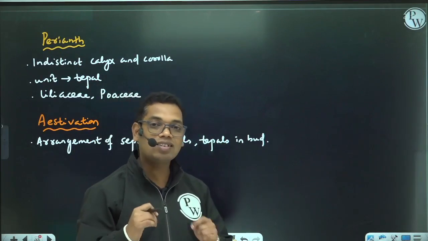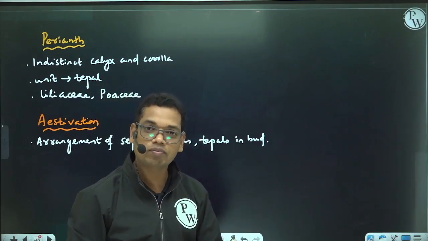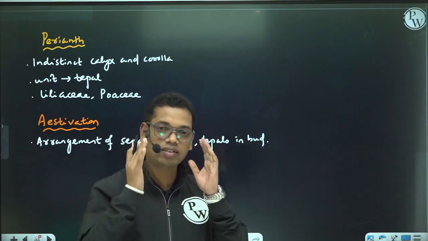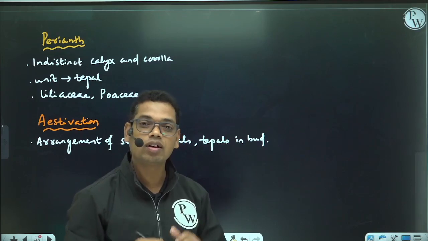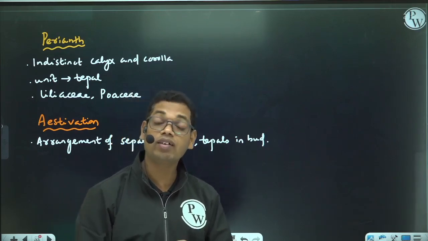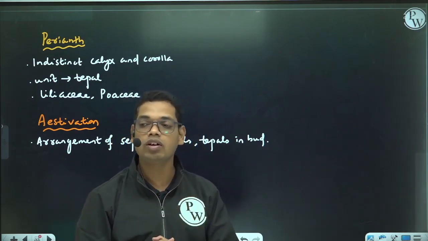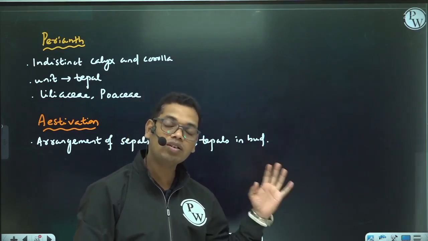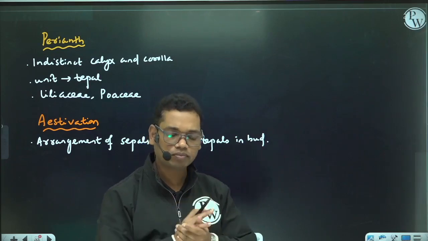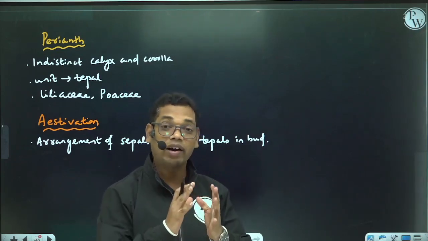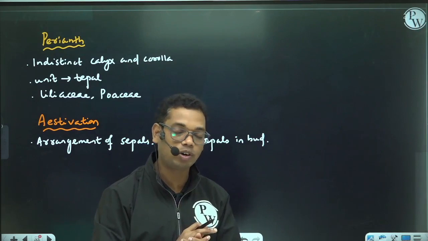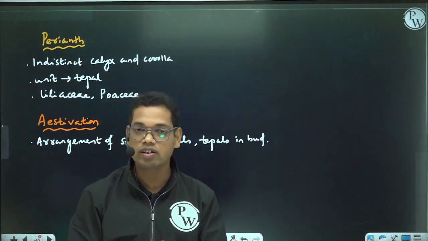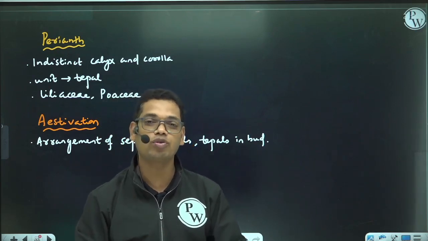The calyx is normally green, so it is photosynthetic, but in some cases calyx can be bright colored, and if it is bright in color, it will help in pollination. What about the corolla? Corolla is normally bright in color, so it helps in pollination, and in some cases it can be green in color. If it is green, it will help in photosynthesis.